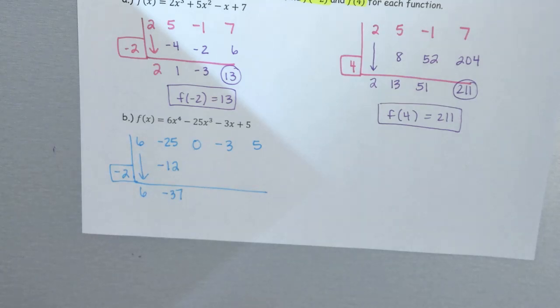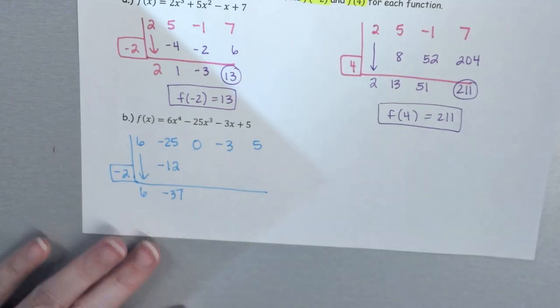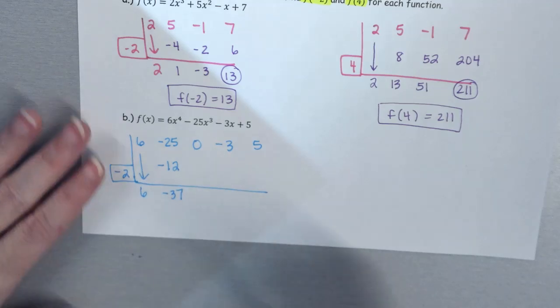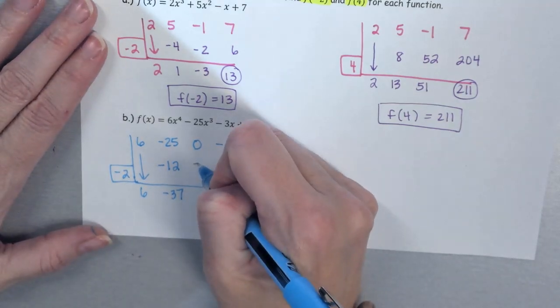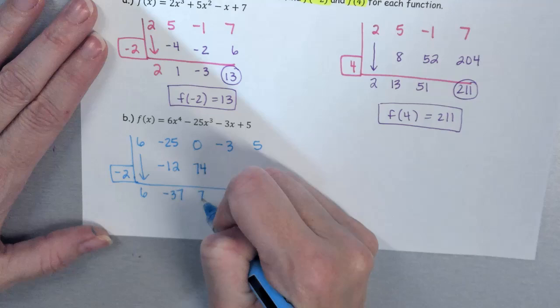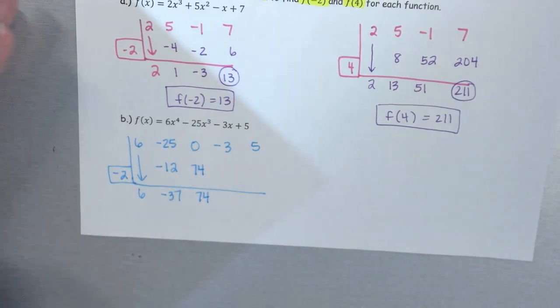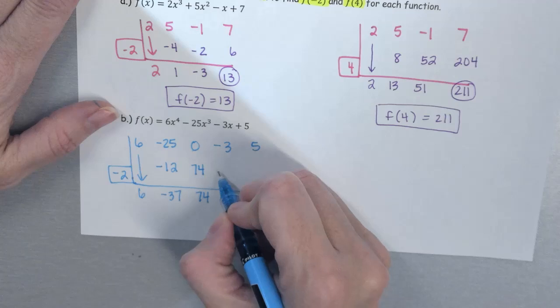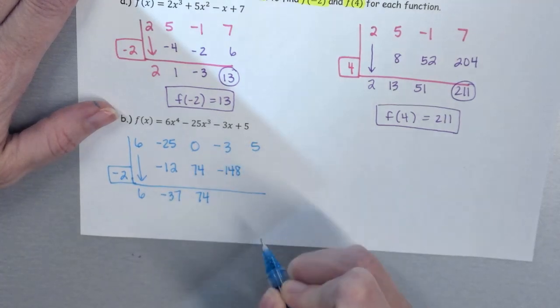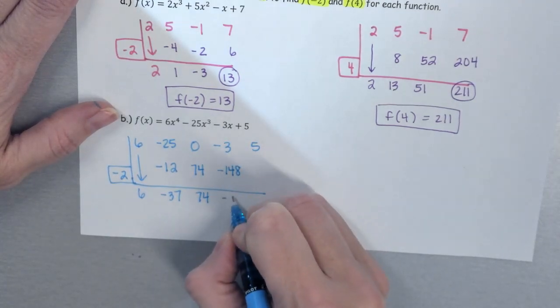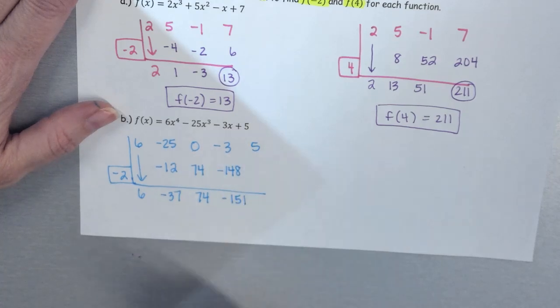So just pay attention to your signs. This has to be positive. 37 plus 37 is 74. Okay, and then we just double 74. So you just have to double 70, which is what? 140. Double 4, which is 8. So this is -148. You add 3, you get -151.